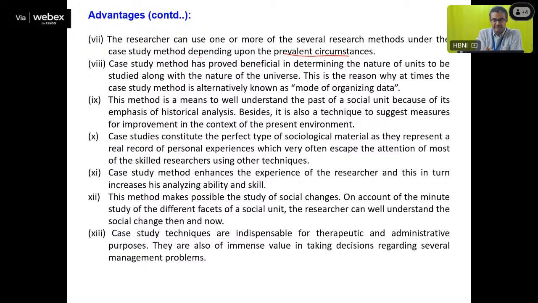Case study method has proved beneficial in determining the nature of units to be studied along with the nature of the universe. This is the reason why at times the case study method is alternately known as mode of organizing data. So why is it called mode of organizing data? Because case study methods have proved beneficial in determining the nature of units to be studied along with the nature of the universe. Okay, so you have the units and the other surroundings excepting the units. So that constitutes the universe.